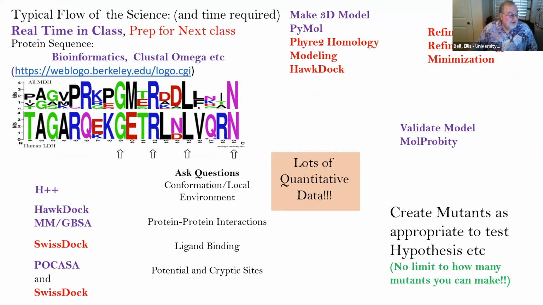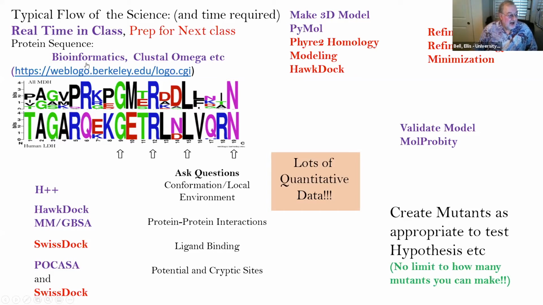So what did we do? Well, we used a variety of techniques where we could ask questions about conformation of proteins, protein-protein interactions, ligand binding, and potential and cryptic sites on proteins. And these are the approaches. The ones in purple are the ones where we could actually do the experiment in real time in the class. The ones in red are the ones where we had to prep at the end of a class to get the data back to look at the following class.